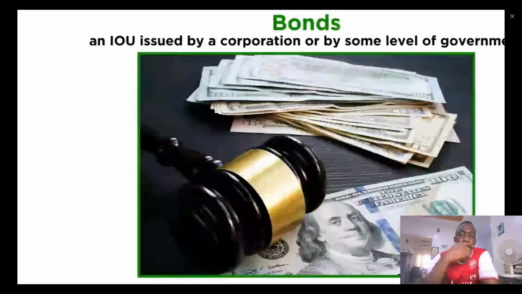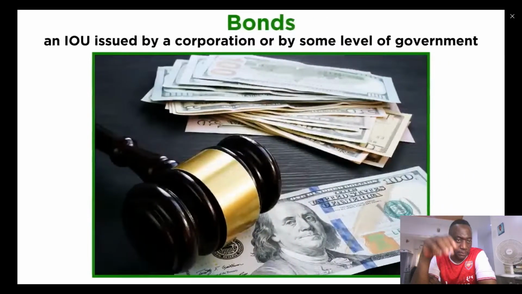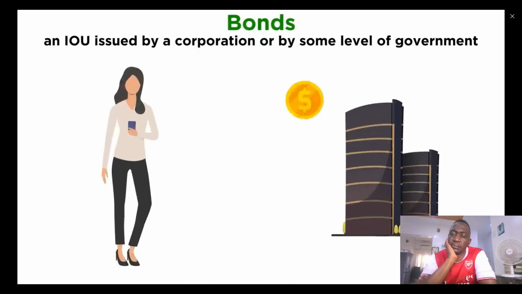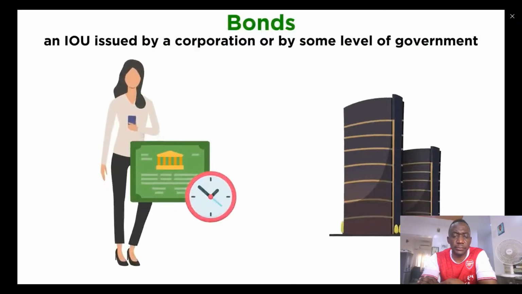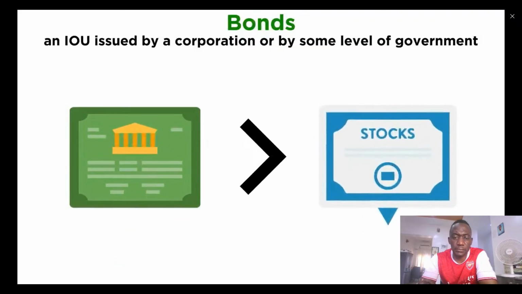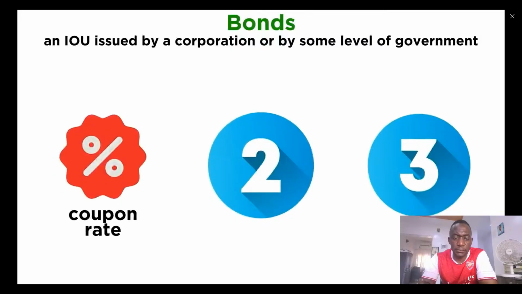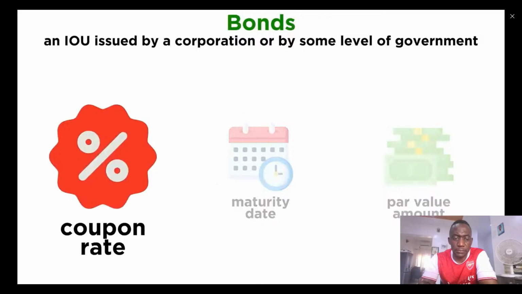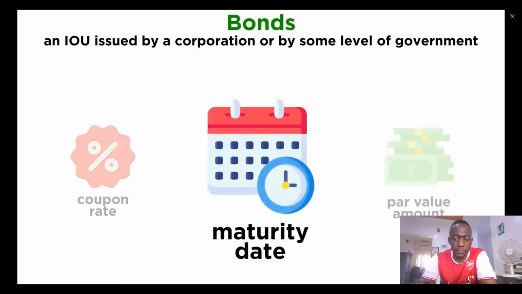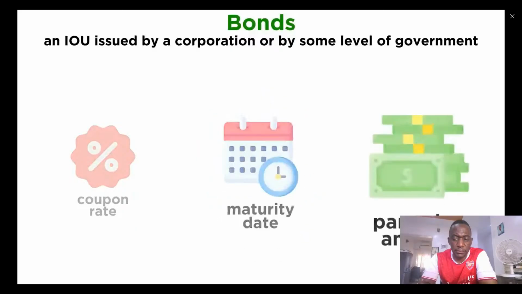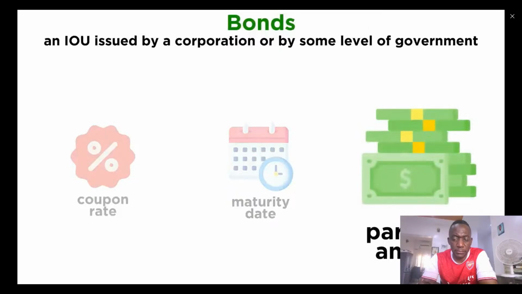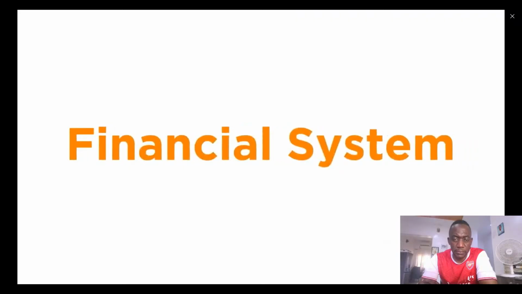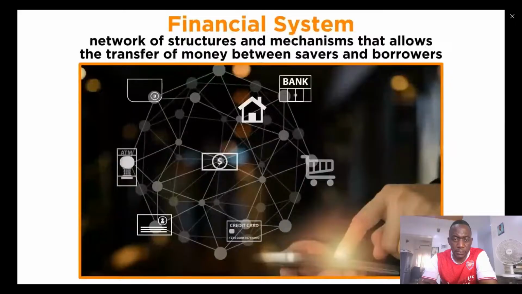A bond is essentially an IOU issued by a corporation or by some level of government. When you buy a bond, you are loaning money in return for a guaranteed payout at a later date. Bonds are usually a more stable investment than stocks. There are 3 components of bonds: their coupon rate, maturity date, and par value amount. The coupon rate is the interest rate that a bond issuer will pay to the bondholder. The time at which payment to a bondholder is due is called the bond's maturity. A bond's par value, assigned by whoever issues the bond, is the amount to be paid to the bondholder at maturity. In order for investment to take place, an economy first must have a financial system, which is the network of structures and mechanisms that allows the transfer of money between savers and borrowers.